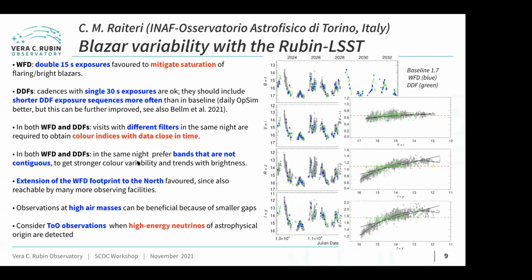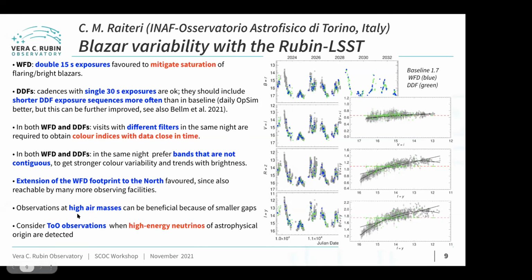We favor an extension of the wide-fast-deep footprint to the north with an enlargement of the low extinction extragalactic sky, which would also be reachable by many more observing facilities that could complement the Rubin LSST monitoring. But this should be accomplished without decreasing the sampling.